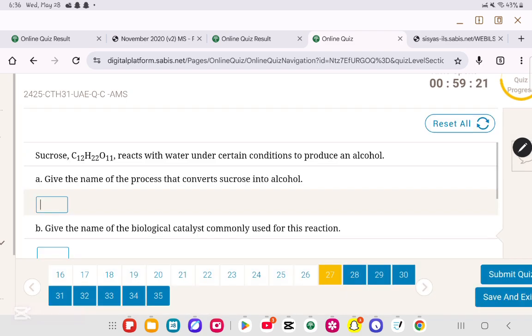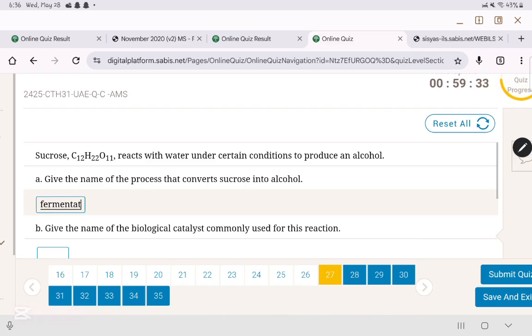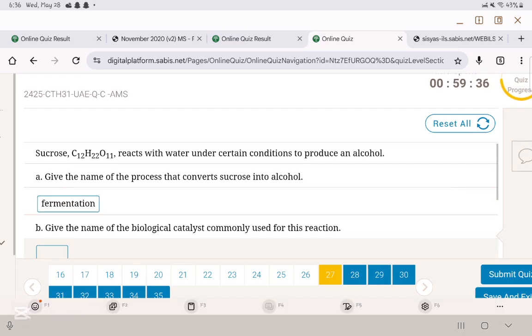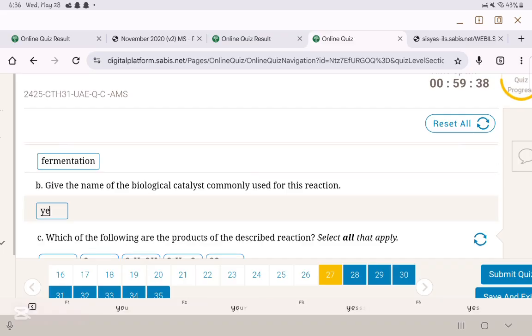We move on to question number 27. Give the name of the process that converts sucrose into alcohol. What converts sugar, sucrose is a sugar, into alcohol? This is known as fermentation. The biological catalyst that undergoes fermentation is known as yeast.